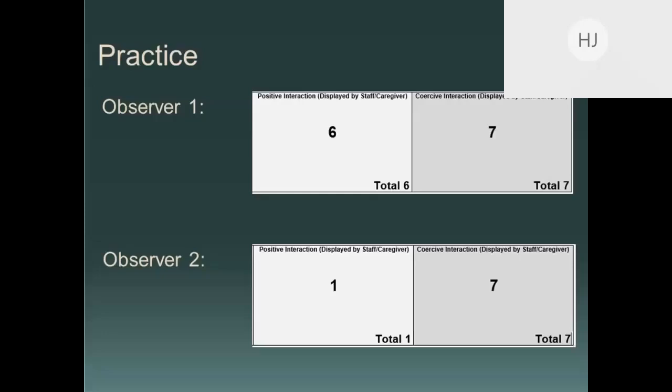All right, I'm going to walk you through this one again too. For agreement, we're going to look at positives. There was agreement on 1, and then negatives, there was agreement on 7. So our top numerator is going to be 8. And then for total interactions, observer 1 had 13 total interactions, and observer 2 had 8 total interactions. So our denominator is going to be 13, because 13 is bigger than 8. So our formula is 8 divided by 13, which gives us 61.5%, or if you round up, 62%.